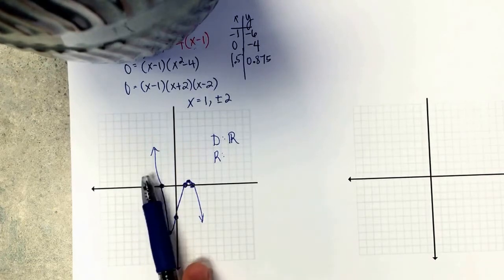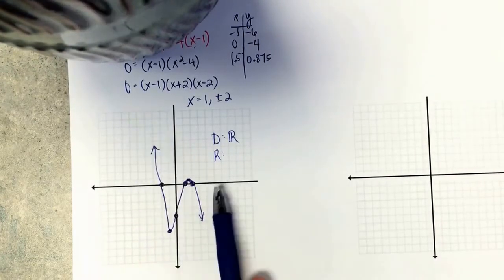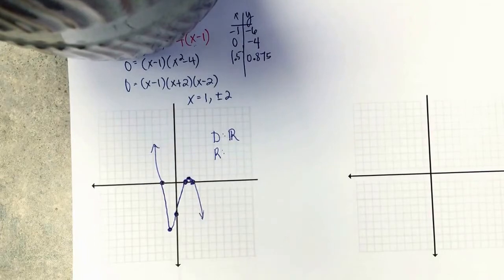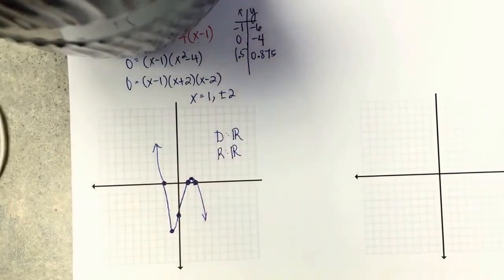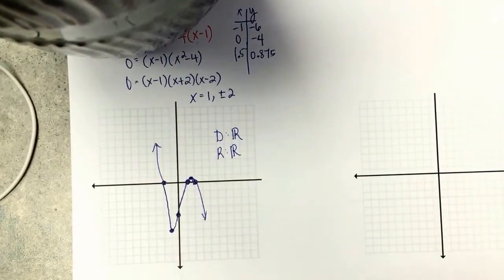Now notice the left-hand side of this goes to the sky. The right-hand side goes to the floor, which means that this is never going to stop going up or down. So that's why the range is also all real numbers.